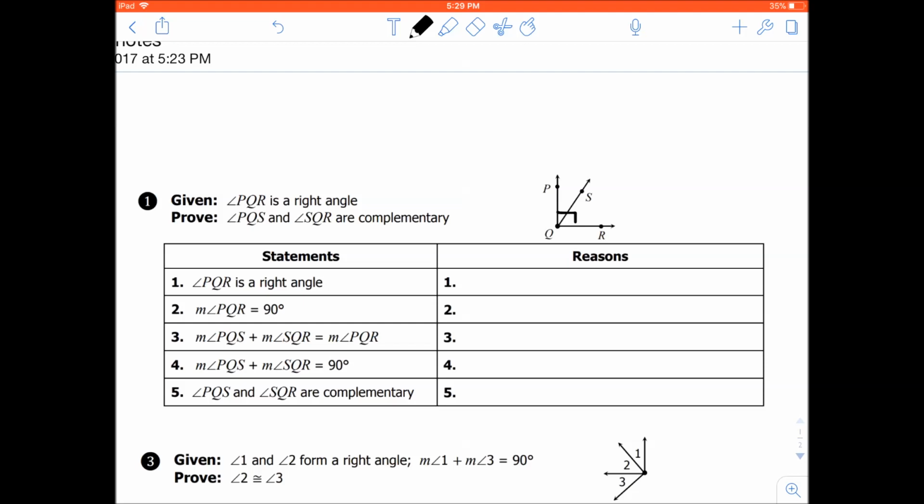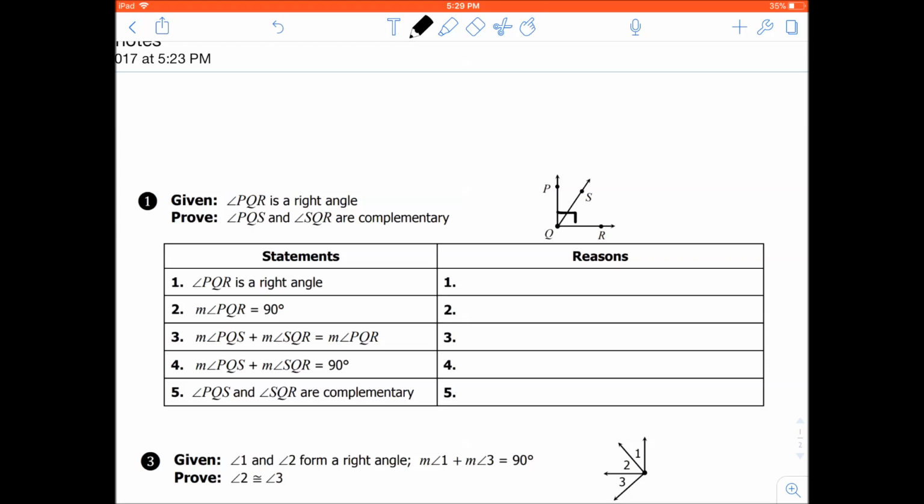It's going to be really important that you are fluent in the terminology of this section. That means that you need to know what complementary means. You need to know what supplementary means. You need to know what a linear pair looks like, what vertical angles look like. That's why we learned those first. So if you need to draw some pictures of those again on your front page, or maybe somewhere so that you can refer back to them very quickly, that would be a good idea.